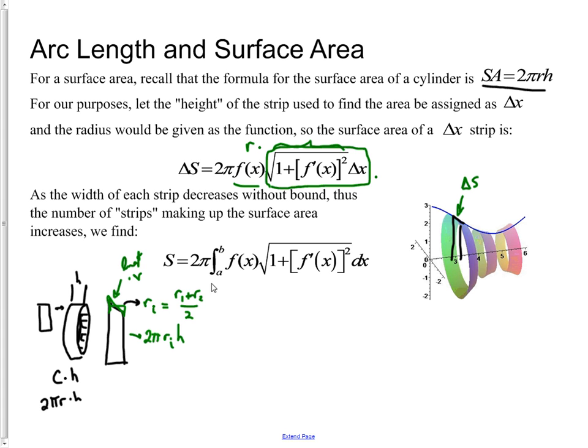All right, so here's our formula. Surface area is equal to 2 pi times the integral from a to b of f of x times the square root of 1 plus f prime of x squared dx.